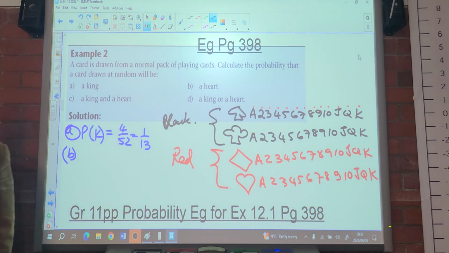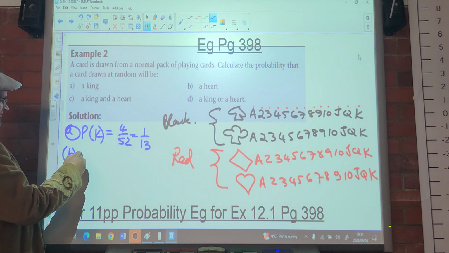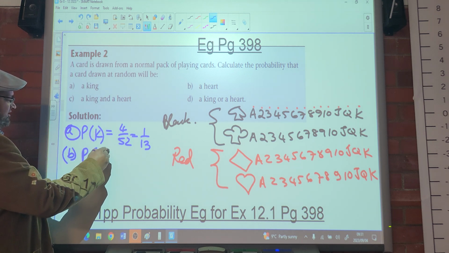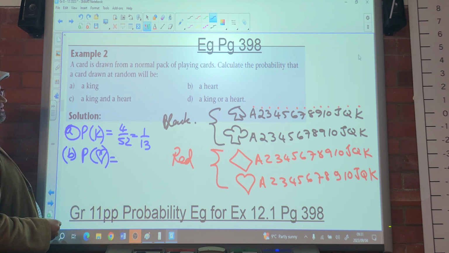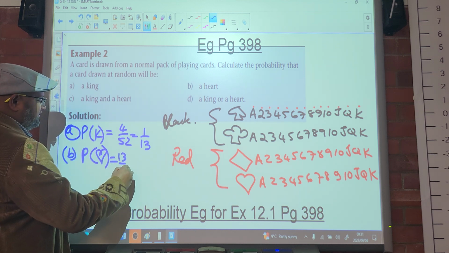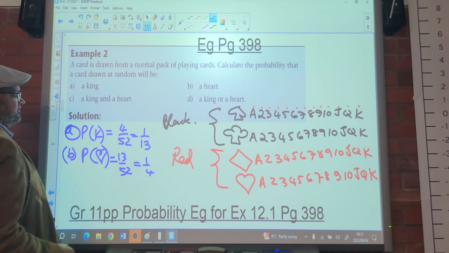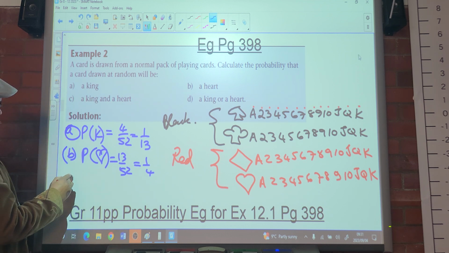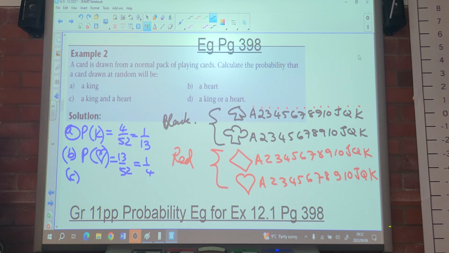A heart. Right, people? A heart. How many hearts are here? There are 13 hearts. Okay. So it's 13 out of 52, which is 1 out of 4. You all understand? Let's look at C.